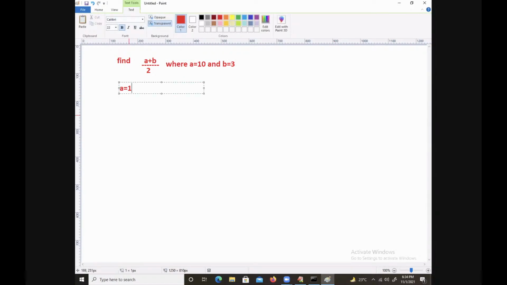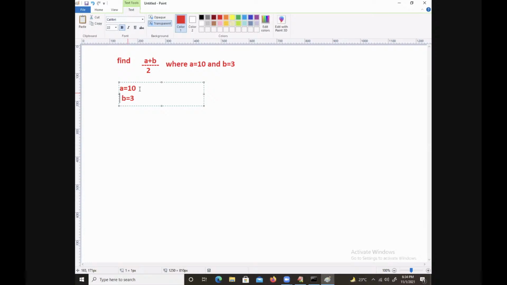Okay. A is equal to 10, B is equal to 3. This is my data. Suppose I am going to calculate, what is A greater than B? Aditya, please take care by yourself.